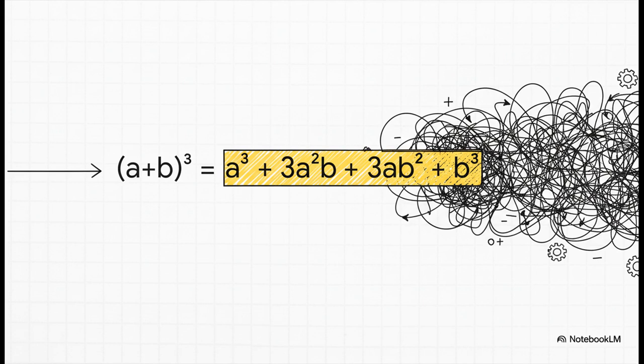Okay, so let's go one step further, to the power of 3. It's a bit more work, sure, but it's totally manageable. You multiply the terms, you combine the like ones, and you get a cubed plus 3a squared b, and so on. But you can already feel it, right? You can feel it getting more complicated.